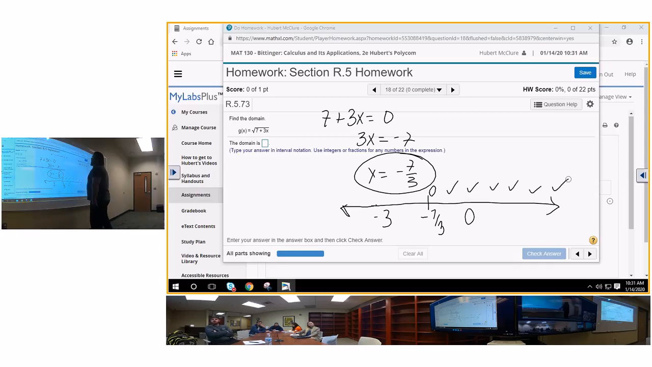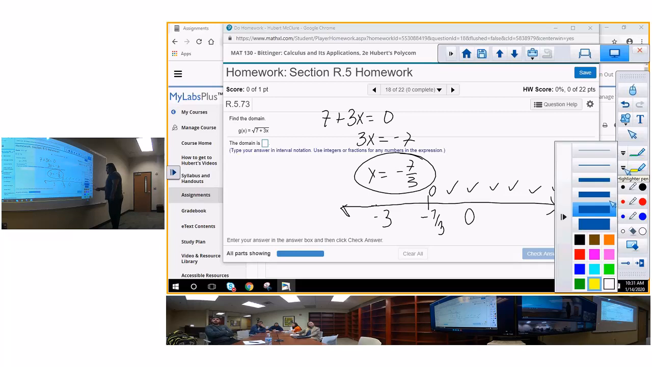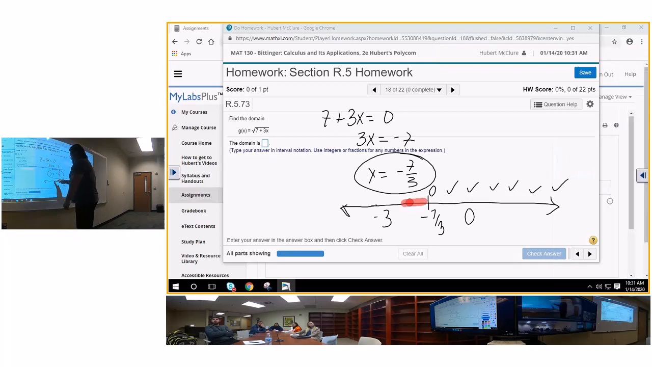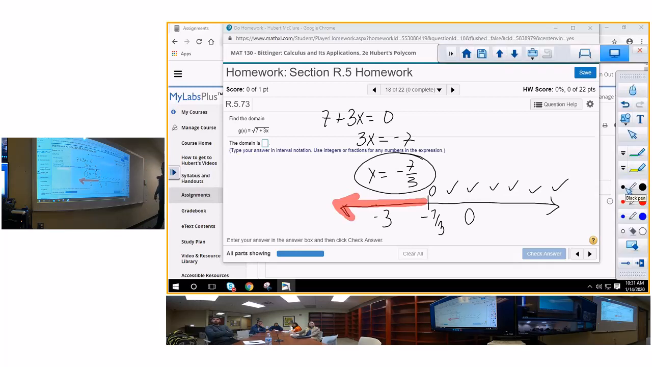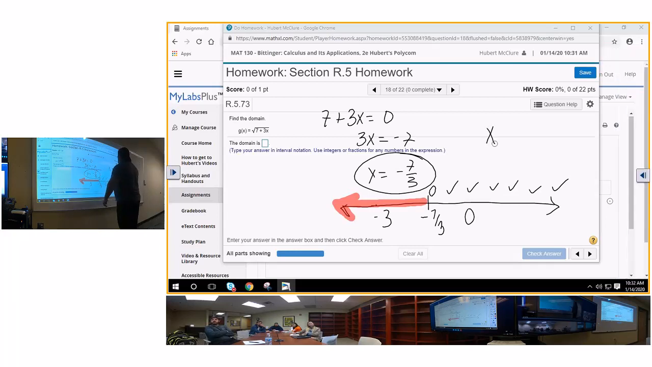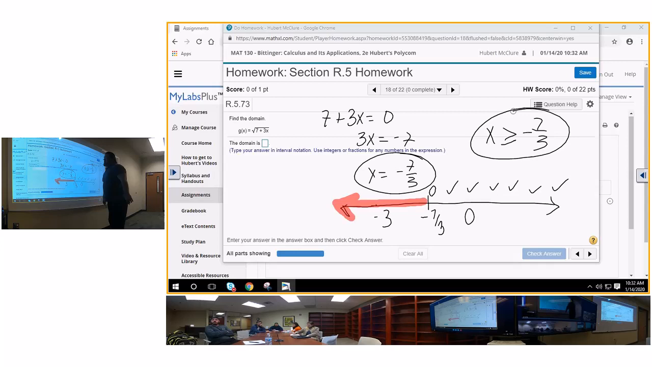Somebody plug in a -3. What do we get when we plug in a -3? 7 plus -9. And that gives you a what as an answer? Negative answer. So anything below this is bad. So what is our domain? All numbers above the number that gives you 0. So x has to be greater than or equal to negative what? 7/3.